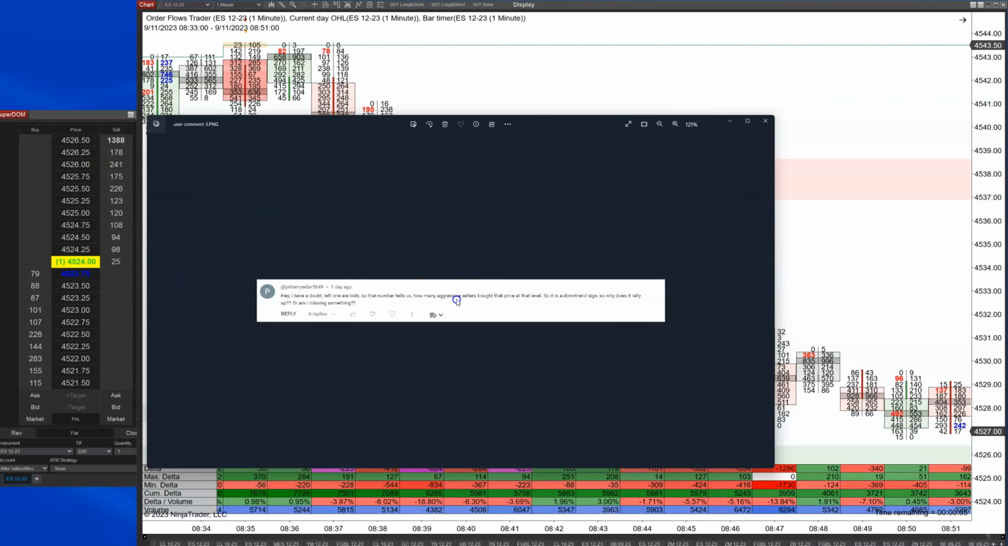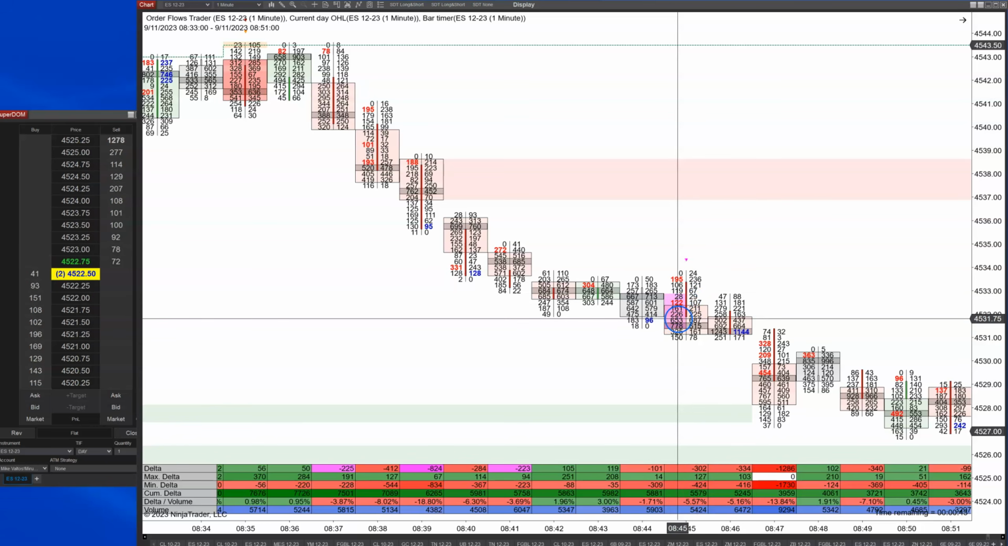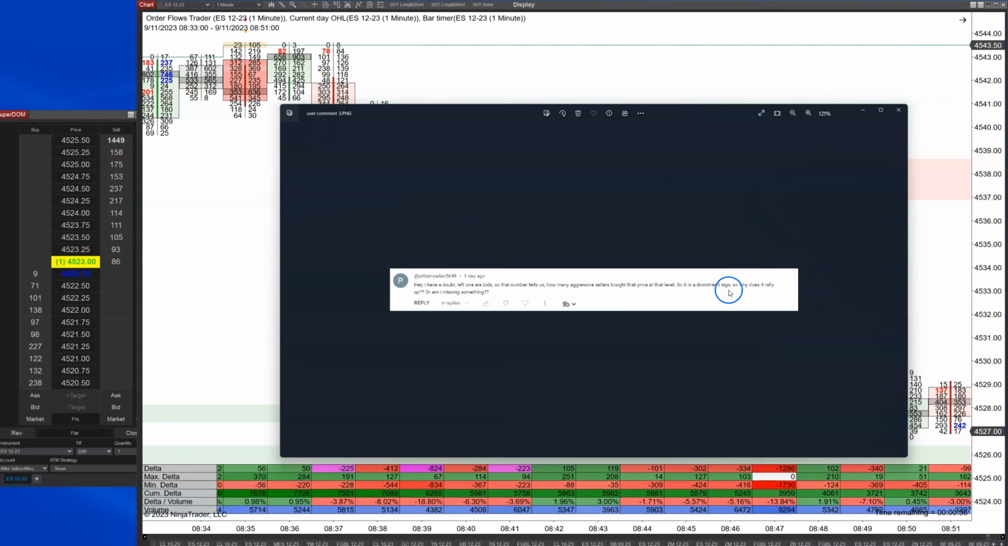This is where you're confusing, because you're saying aggressive sellers bought. Aggressive sellers never buy. Aggressive sellers sell to passive buyers. You can't mix up buying and selling. So left sides are bids. Yes, this is the bids. Aggressive sellers are selling into these bids. Aggressive sellers are not buying, they're selling. And yes, that would be a downward sign, because you say later, it's a downward sign.